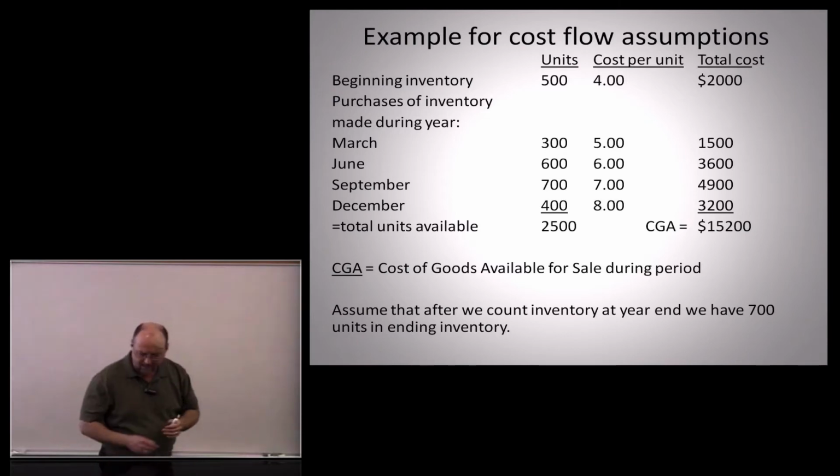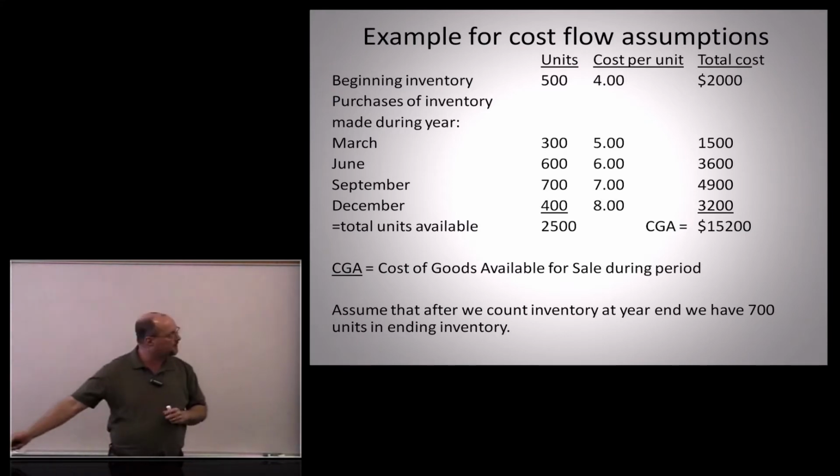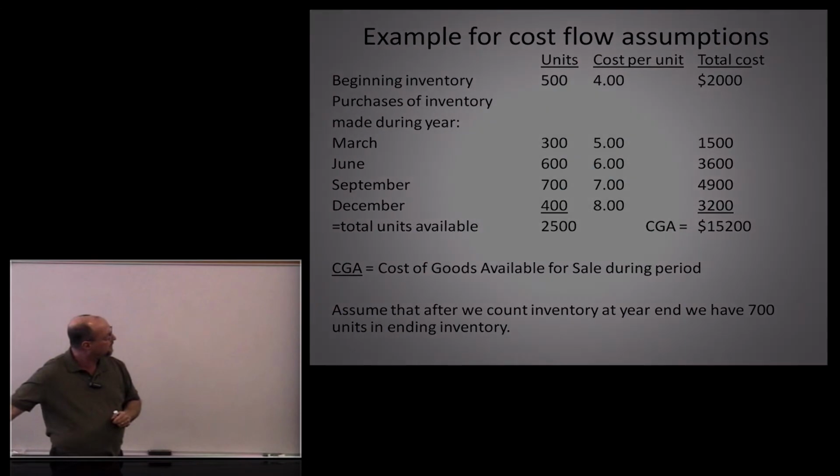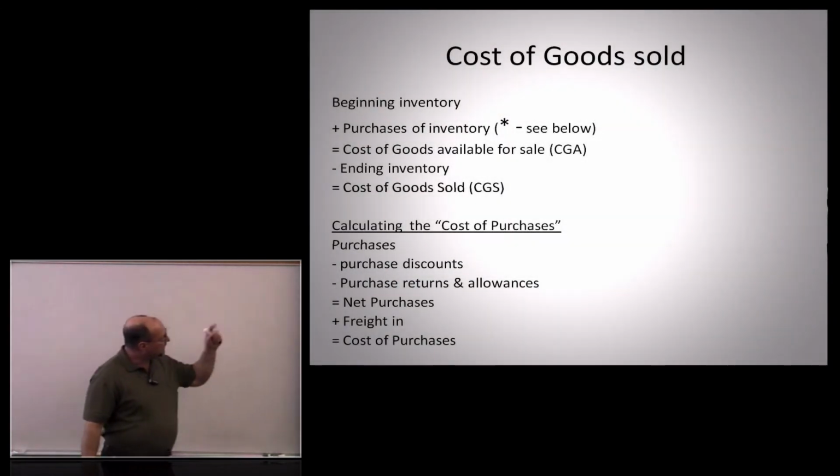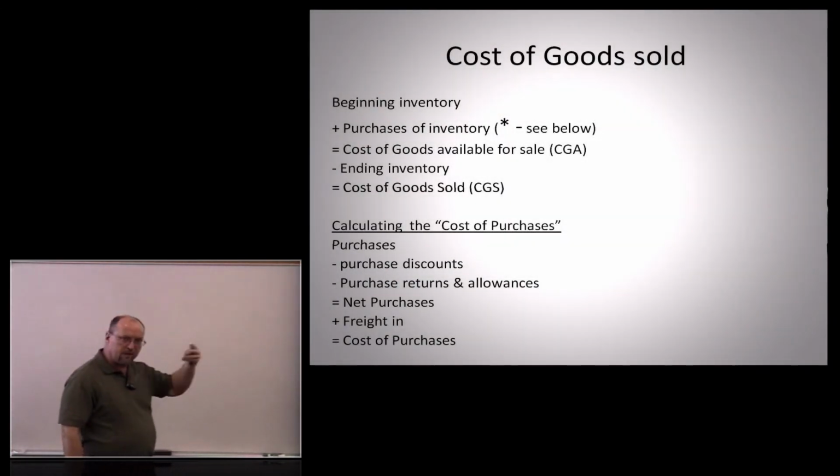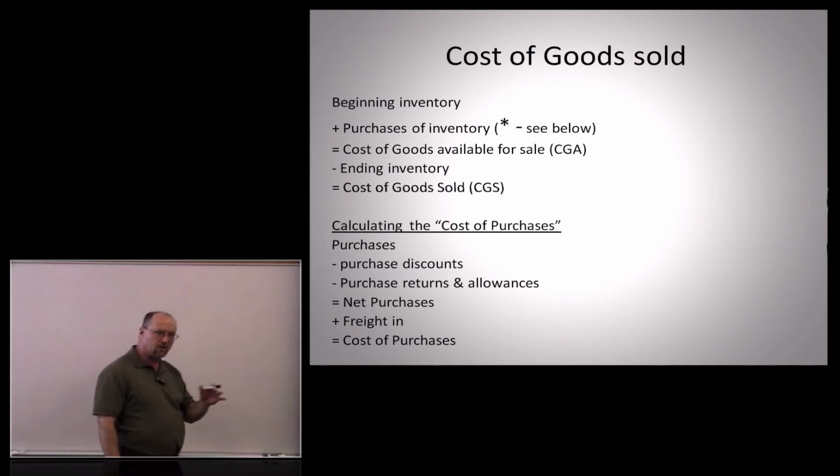Now, I'm just going to go back a few slides just as a reminder. Here it is. Look, beginning inventory plus purchases, we had 4 different purchases throughout the year, equals cost of goods available for sale, minus ending inventory, equals cost of goods sold. And remember, the objective of this exercise, cost flow assumptions, is to determine the value of ending inventory and cost of goods sold.